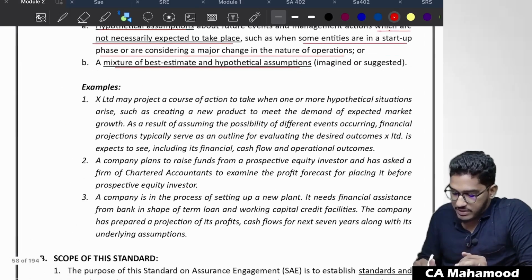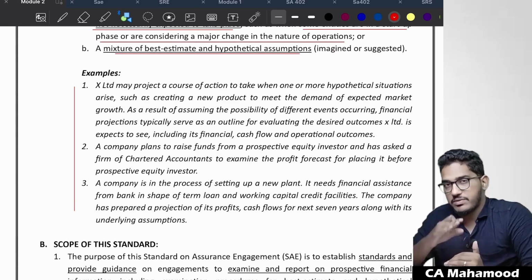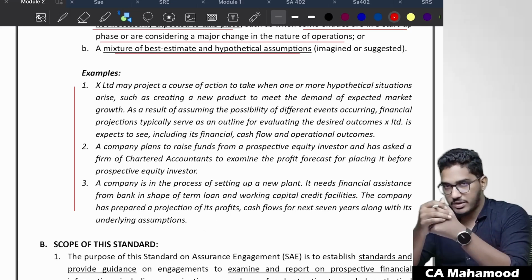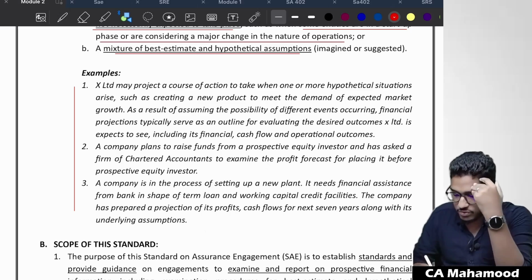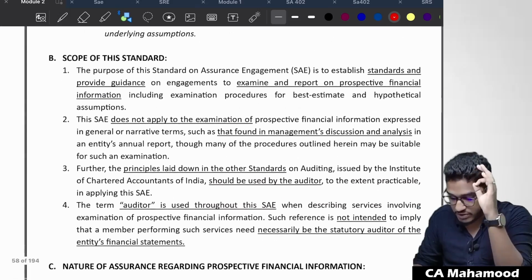Now they give a few examples regarding the projections. You can read them by yourself. I have already taken more or less the same examples for the explanation in the beginning, in whatever introduction I have given. So you can go through these examples later. I hope you have understood the meaning of forecast and the meaning of projection.